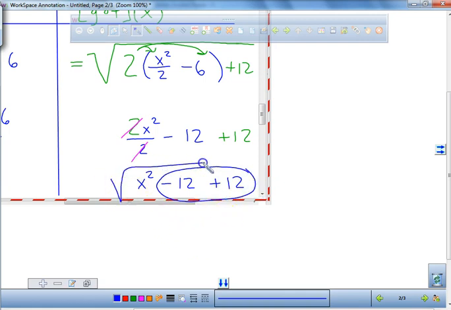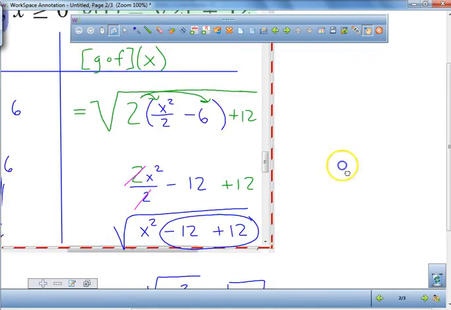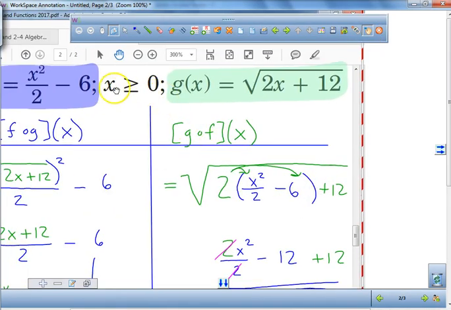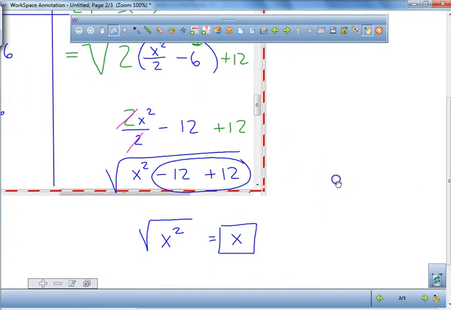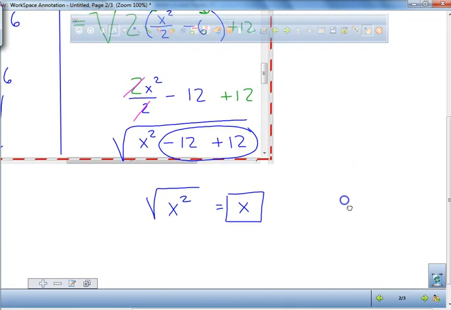So don't forget, this is all underneath a radical. And what is the square root of x squared? It's x. Now you could say plus or minus x, but we're going to say this right here gives the value of x. And it says, by the way, at the very beginning, where x is greater than or equal to 0. So this value has to be greater than or equal to 0 for this to work.